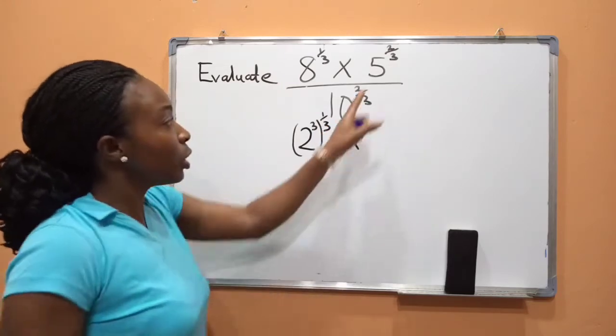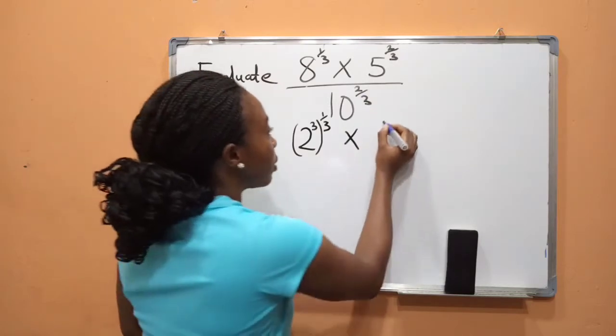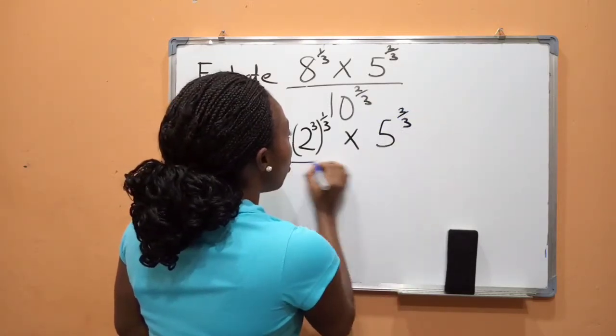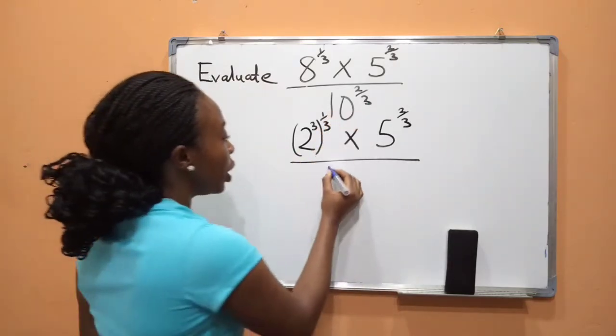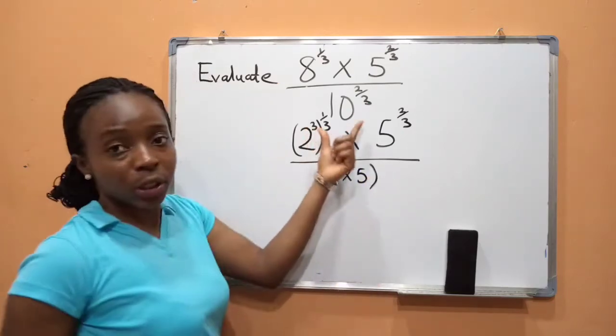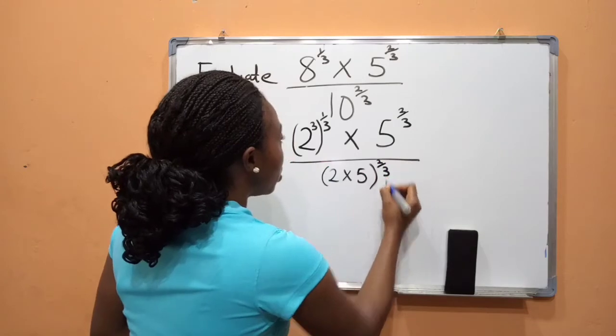times, then look at 5. We cannot break 5 down, so we simply write 5 to the power of 2/3 over, how about this 10? We can still break it down. If we say 2 times 5, we are going to have 10, so we write it raised to the power of 2/3.